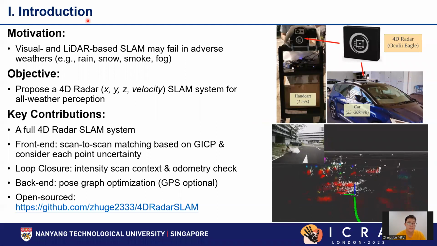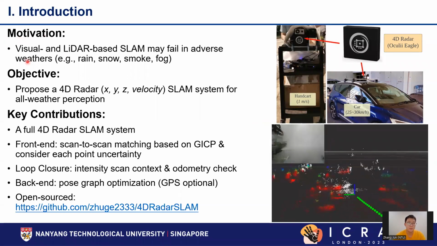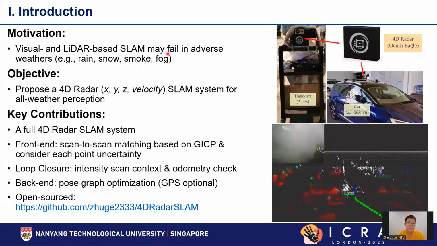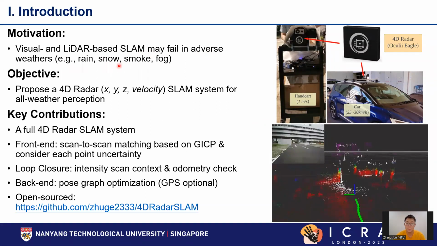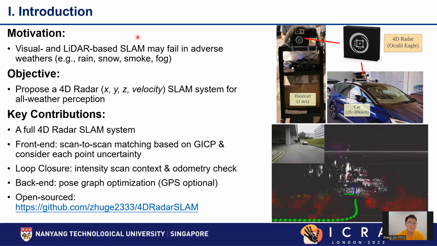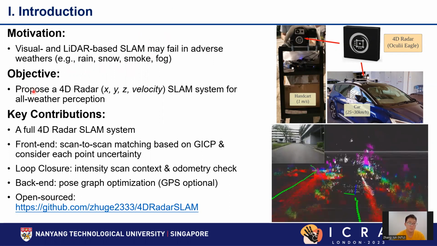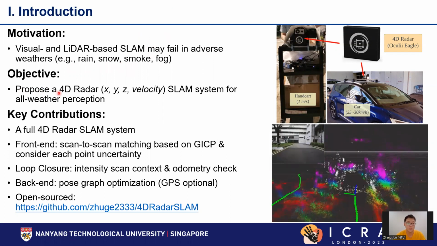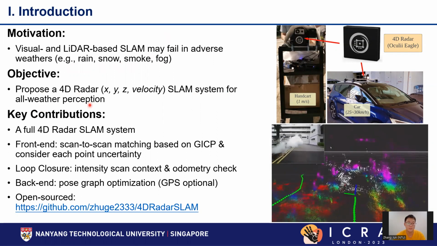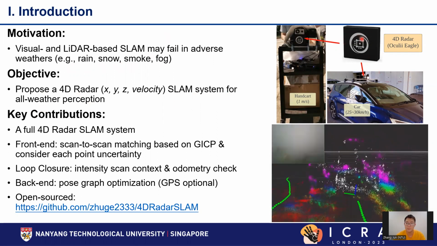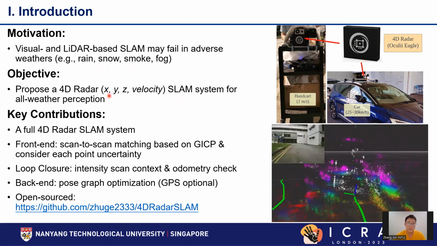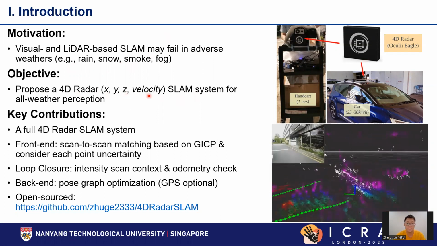Firstly, a brief introduction. The motivation is that visual and LiDAR SLAM may fail in adverse weather such as rain, snow, smoke, and fog. So the objective of this work is to propose a 4D radar SLAM system for all-weather perception. A 4D radar is shown here. It can provide X, Y, Z, and velocity information.